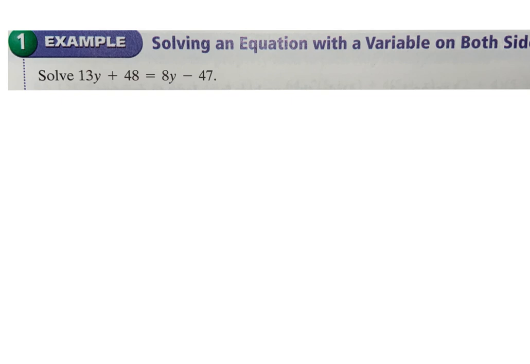So for this one, I am going to take my 8y. It is a positive 8y. I want to zero it out on this side, so I am going to subtract an 8y. Because I subtracted an 8y there, I must subtract an 8y on the other side. All right? These will cancel. On the left, I have 13 minus 8y. How many y's do I have? 5y.